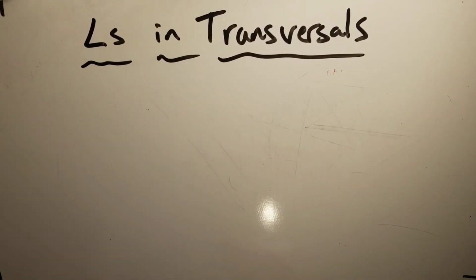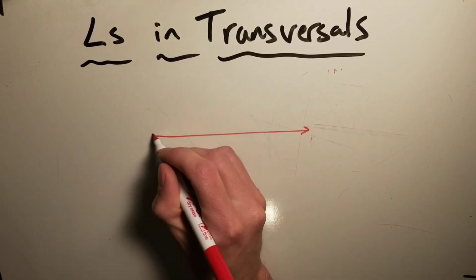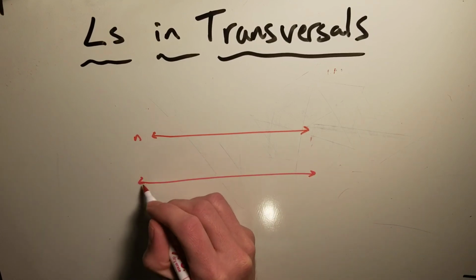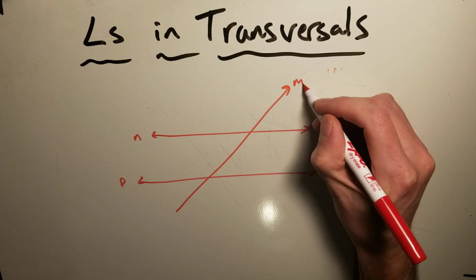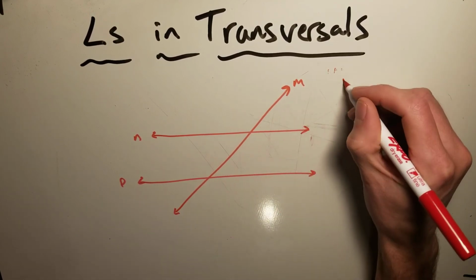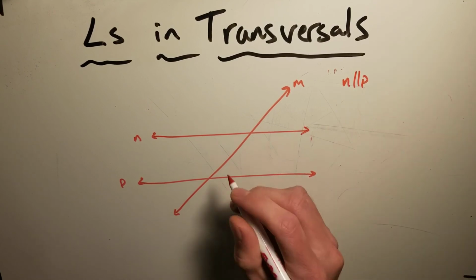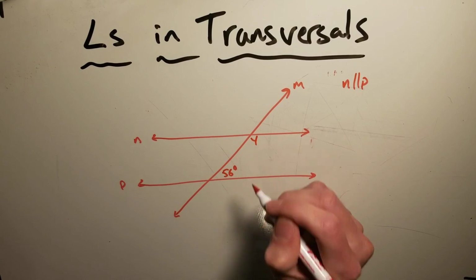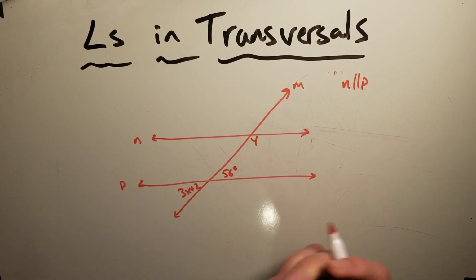Our second one, we are given these two lines. We have line N and line P, and then we have a transversal M, and we are told that N is parallel to P. Now we know this angle has a measure of 56 degrees, this angle is just y, and this angle has a measure of 3x plus 2.